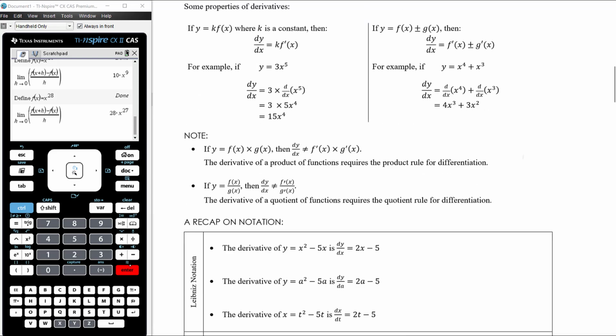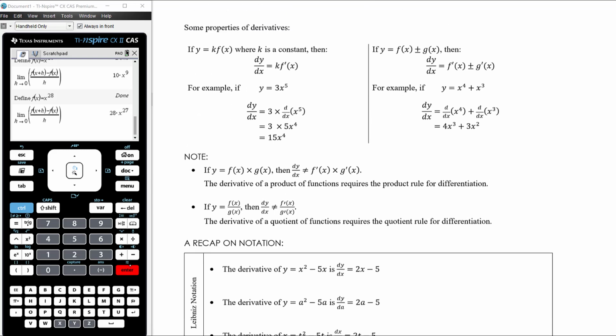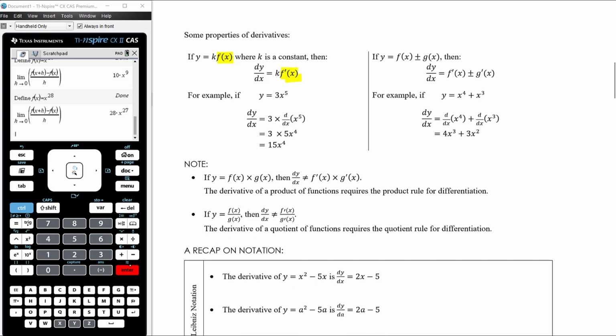Okay, let's talk then about some properties of derivatives. If we have y equals k times f of x, so a number times a function, like 2 times x cubed, or 3 times x to the power of 5 as in this example, when we differentiate that, the number doesn't have any effect on how we differentiate it. We're essentially just calculating the derivative of the f of x part, and the number still sits out the front. For example, if my function is 3 times x to the power of 5, the 3 sits out there on its own, while we worry about differentiating the x to the power of 5.